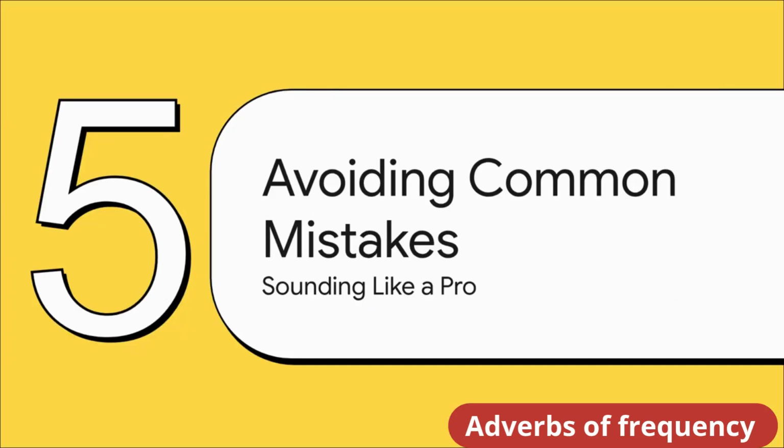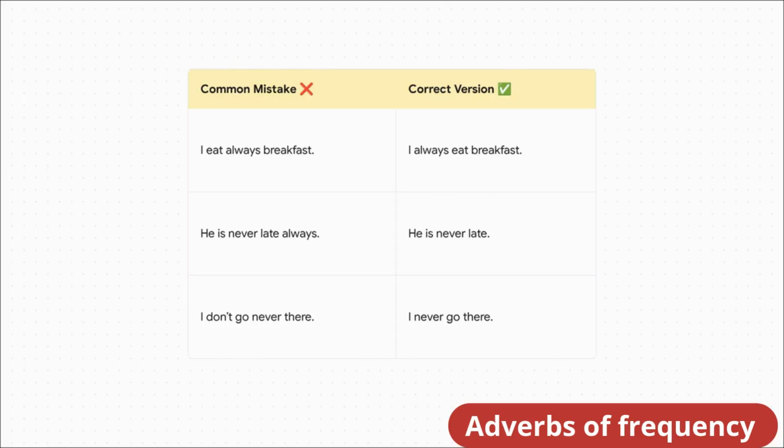We are almost there. You've got the types, the placement, and the scale. The very last piece of the puzzle is just knowing what not to do. Let's run through a few super common mistakes so you can sound like a total pro. Okay, let's break these down. That first mistake, I eat always breakfast, is a classic placement error. We just learned the rule, right? It goes before the main verb. So, I always eat breakfast.